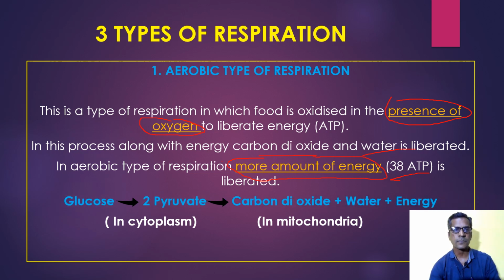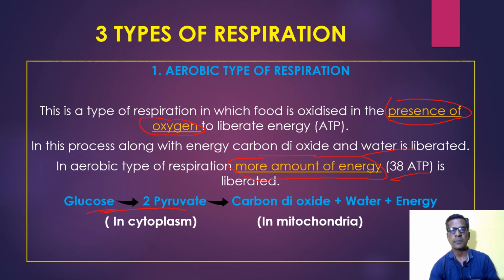Here the glucose first breaks into two molecules of pyruvate. The glucose contains 6 carbon atoms, so this molecule breaks into pyruvate molecules, and each pyruvate molecule contains 3 carbon atoms. This process takes place in the cytoplasm of the cell, and it is called glycolysis. What is the meaning of glycolysis? The breaking down of a glucose molecule into pyruvate molecules is called glycolysis. This process exactly takes place in the cytoplasm.